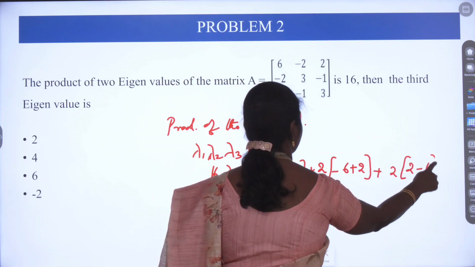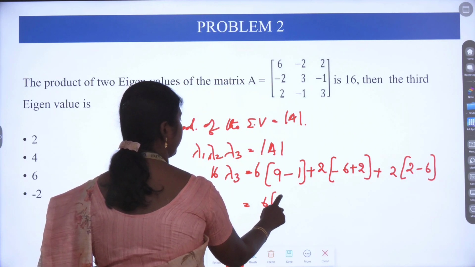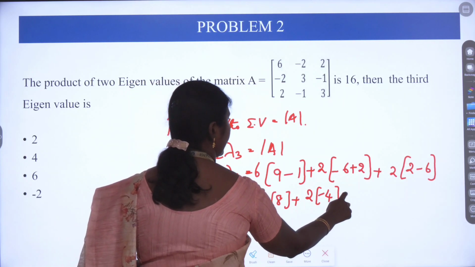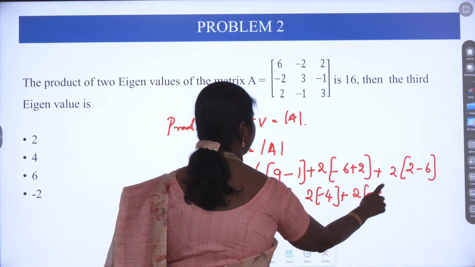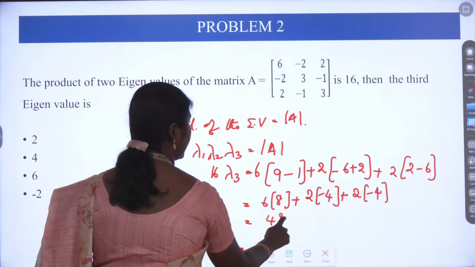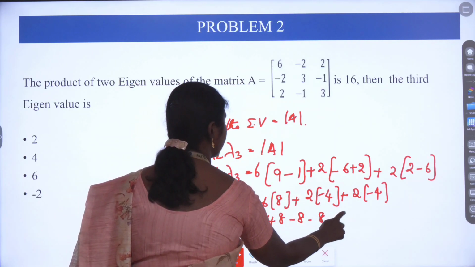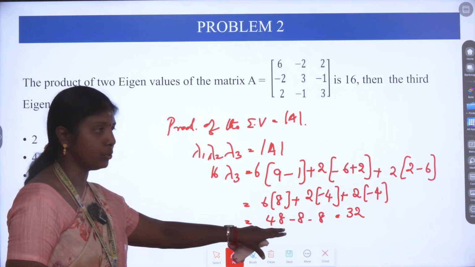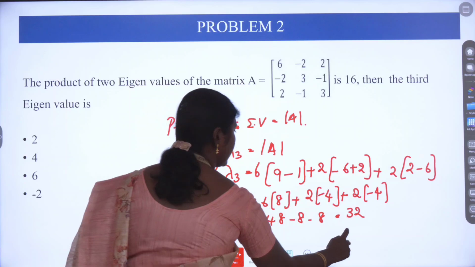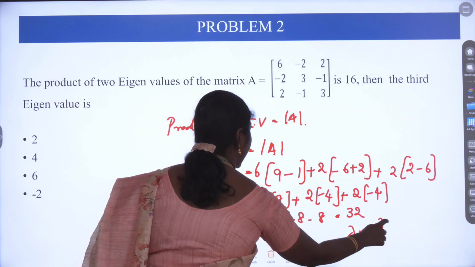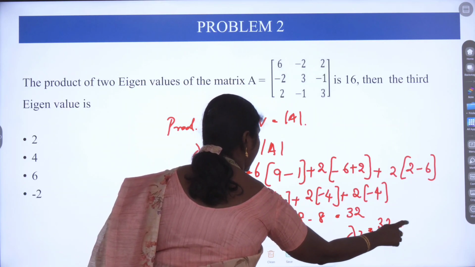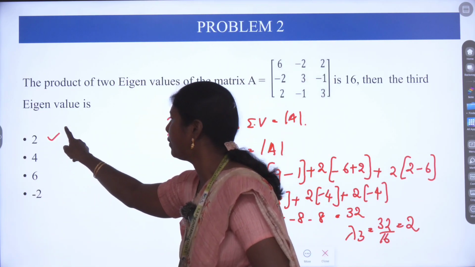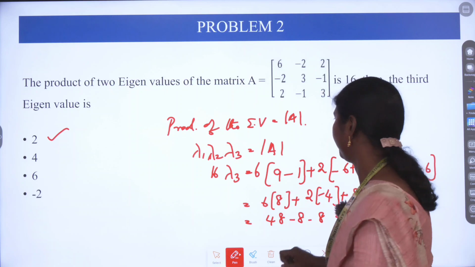plus 2 times (2 minus 6). So that is equal to 6 times 8 plus 2 times minus 4 plus 2 times minus 4. So you have 48 minus 16, which is equal to 32. So we found 16 into lambda 3 equal to 32. Next, from this lambda 3 is 32 divided by 16, which is equal to 2. So the third eigenvalue here is lambda 3 equal to 2, which is your solution.